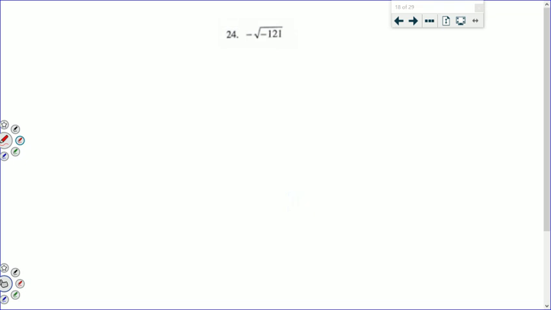Number 24. All right, we have negative square root of negative 121. This negative is just going to be along for the ride. This guy right here just comes along for the ride. We have to deal with the stuff under the radical. So we make a factor tree. Negative 121 splits up into negative 1 and 121. 121 doesn't divide by 2, doesn't divide by 3, doesn't divide by 5, doesn't divide by 7, doesn't divide by 9, but it does nicely divide by 11. And as a matter of fact, we get 11 and 11.